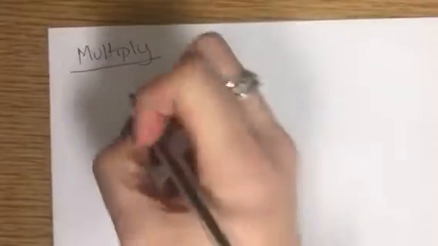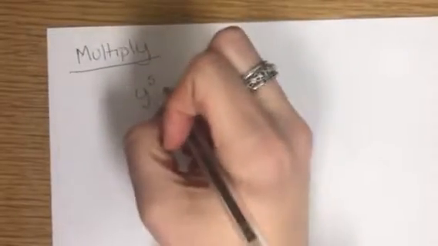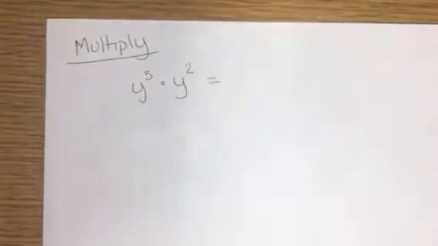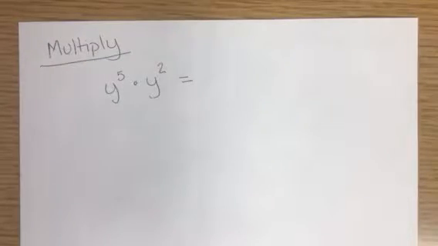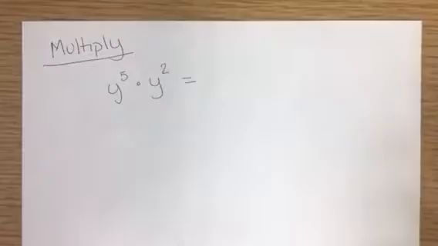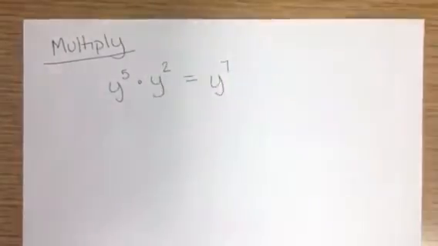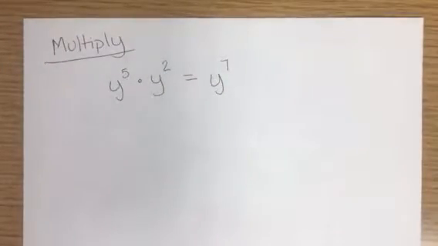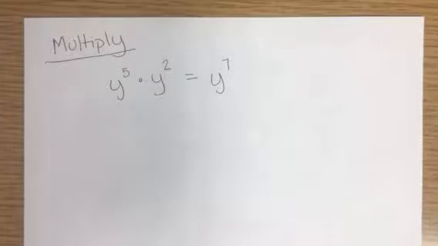The last property that we're going to add to our list today is what do we do if we are multiplying with exponents? So if we have something like y to the 5th times y squared. If we're multiplying with exponents, we are going to take these exponents and we're going to add them. So y to the 5th times y squared, we're really going to add those exponents, which will give us y to the 7th.